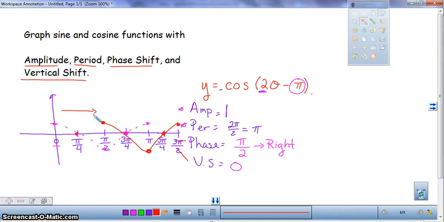It slid over this way, pi over 2. That's my phase shift.